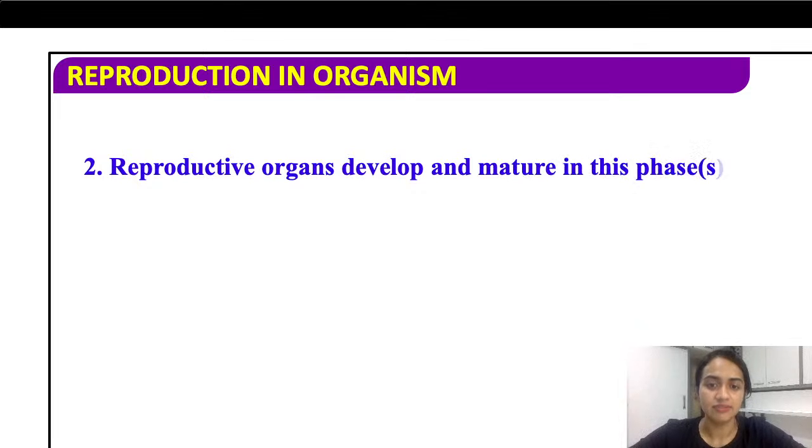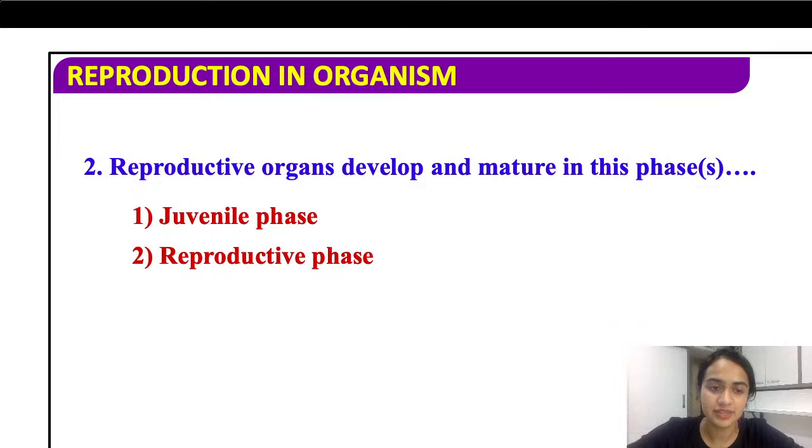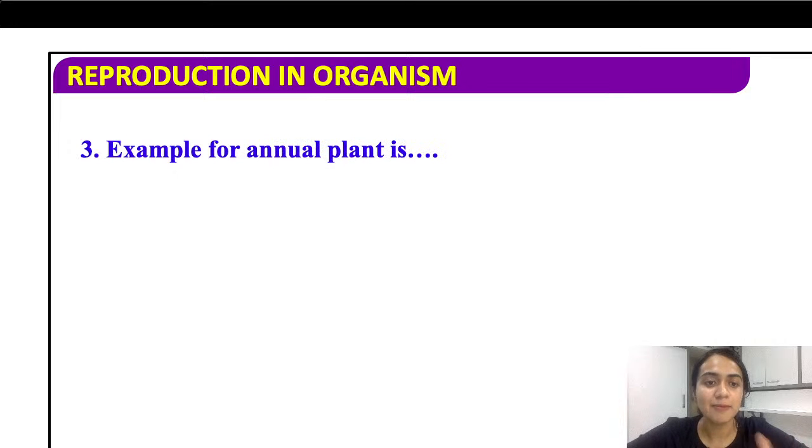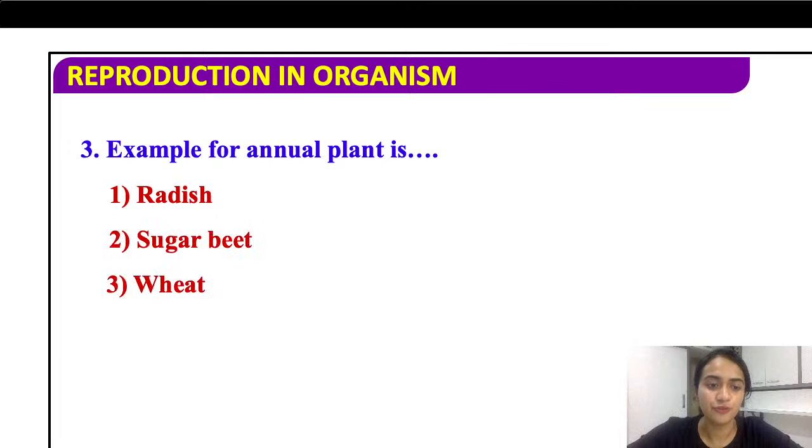Reproductive organs develop and mature in this phase. What is it? It definitely has to be the reproductive phase, which follows the juvenile phase. Examples of an annual plant is a very important question: radish, sugar beet, wheat, mango. The answer is wheat. Wheat is an annual plant.